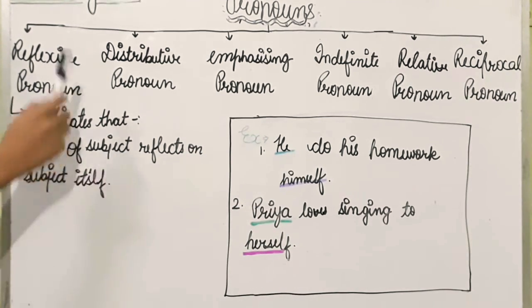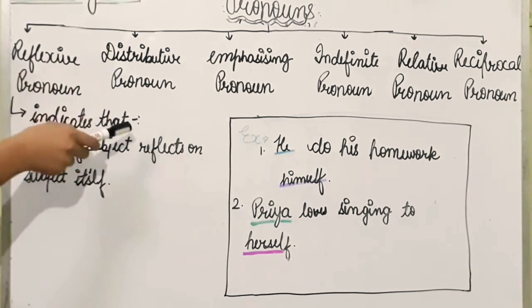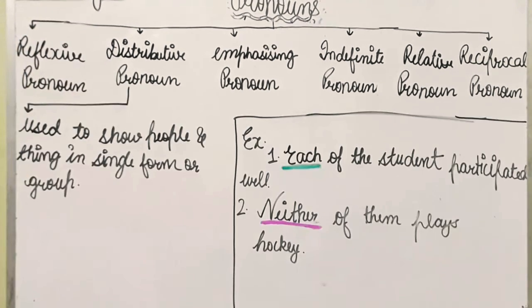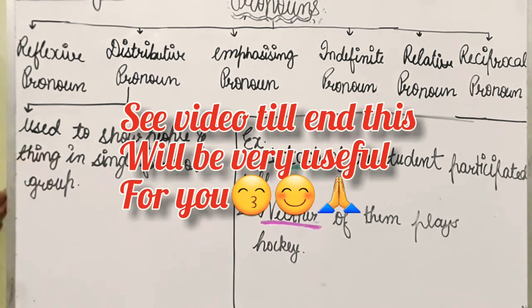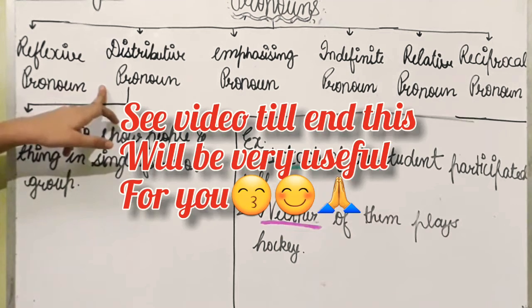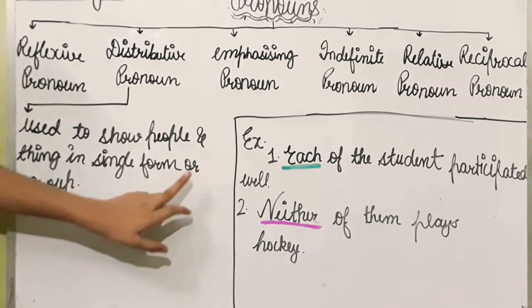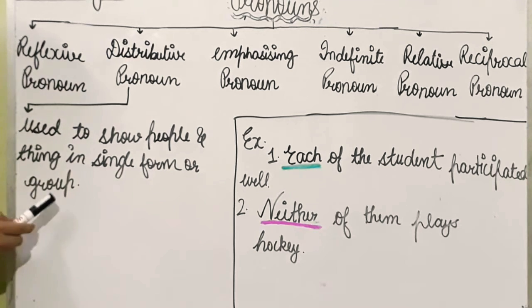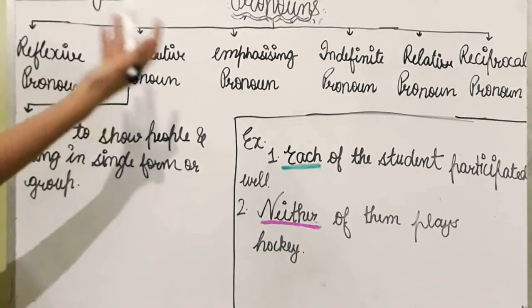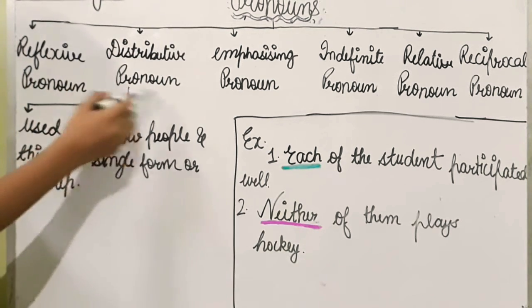Now the next is distributive pronouns. So what are distributive pronouns now? Distributive pronouns are the pronouns that are used to show people and things in singular form or group. Here group is single and it is used to tell the things that are in singular form.